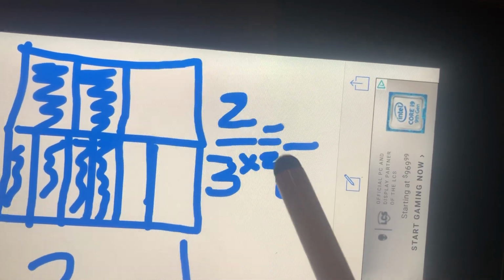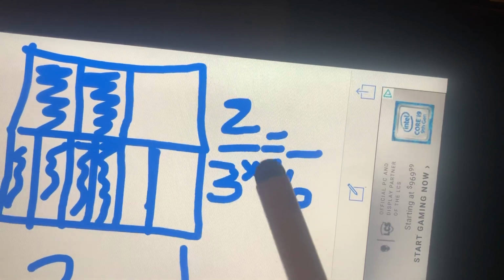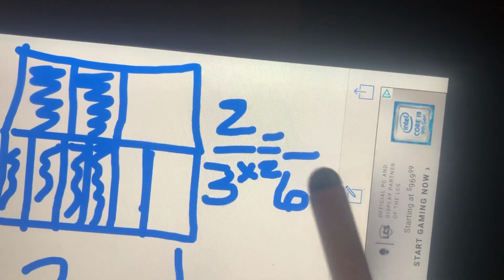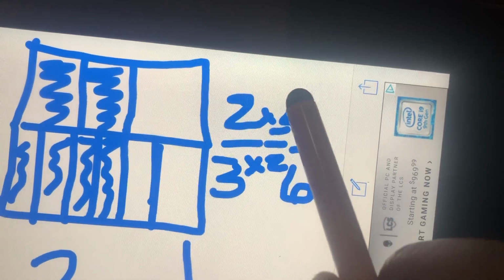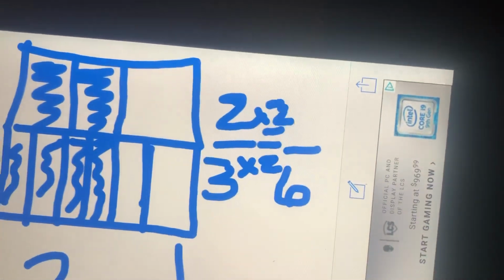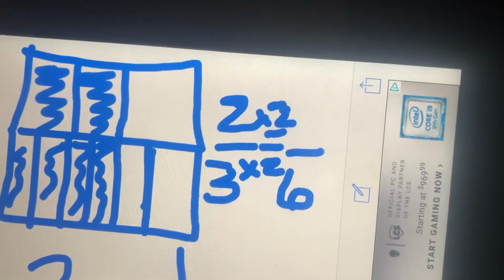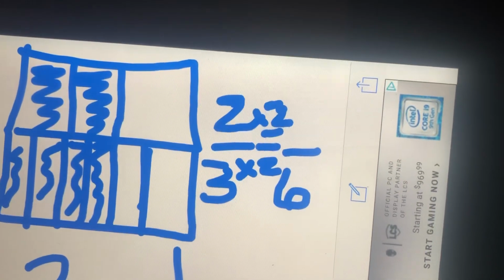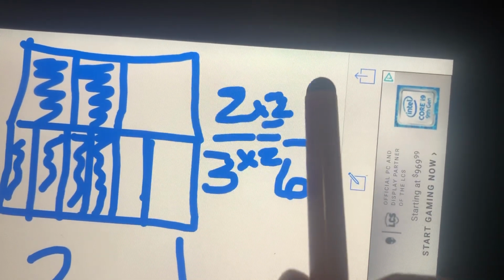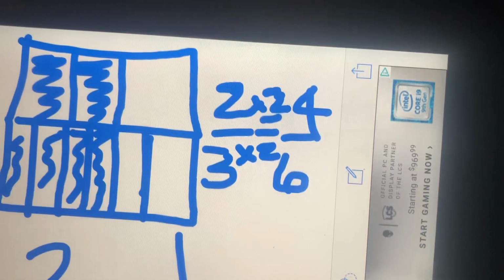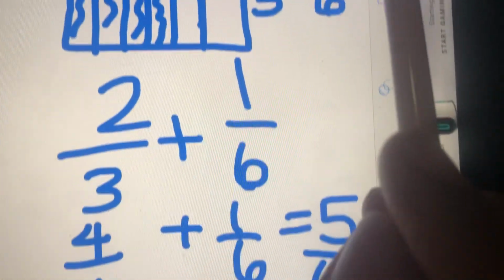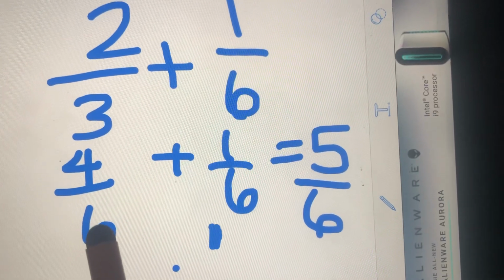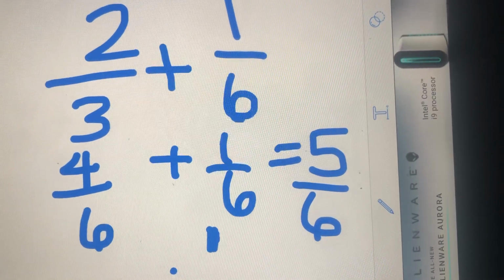2. So if I multiply 3 times 2 to get 6, then I must also multiply the numerator by 2, because in order for them to be equivalent, they would have to be multiplied or divided by the same number. So 2 times 2 is 4. So there is the mathematical version of this. So again, 4 plus 1 is 5/6.